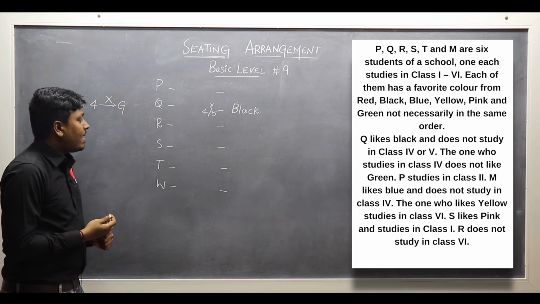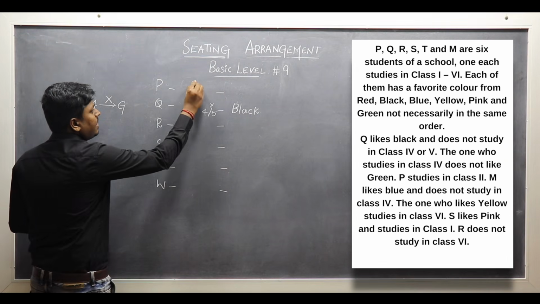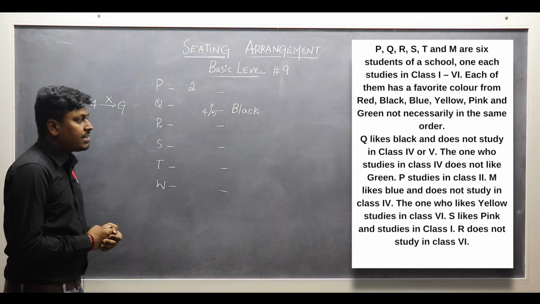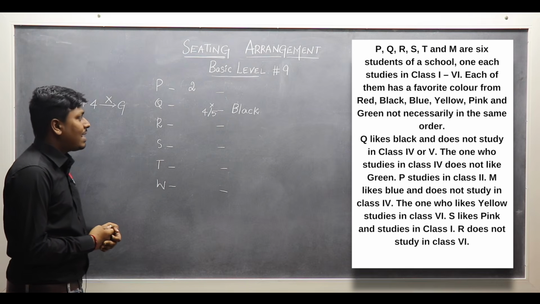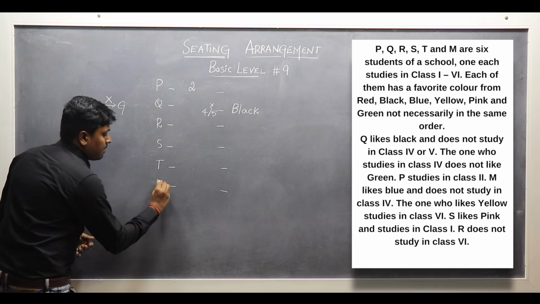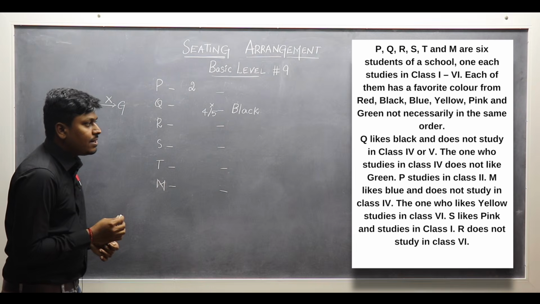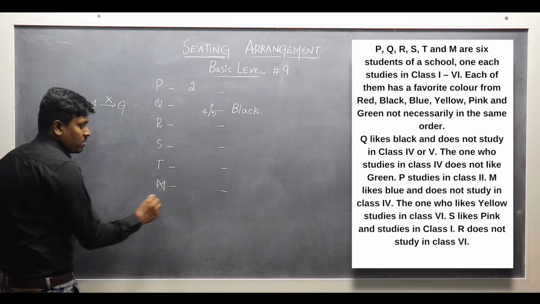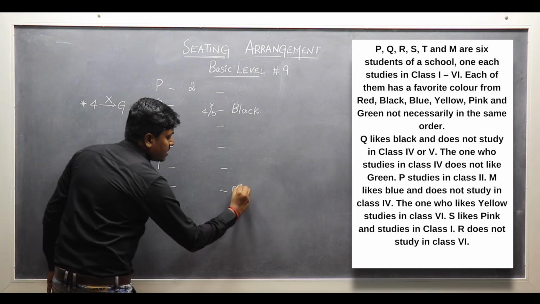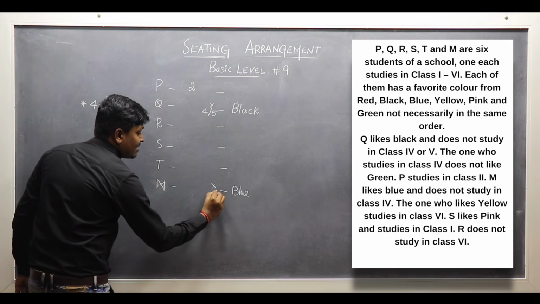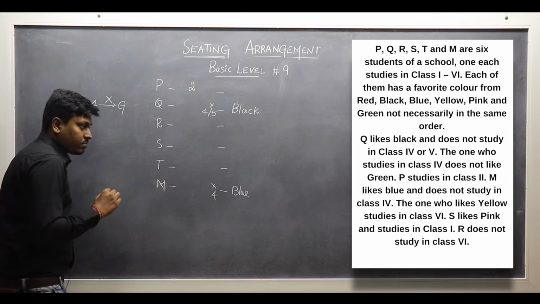P studies in class 2. So the person P is studying in standard 2, a direct statement. M likes blue and does not study in class 4. Okay, so this is M. Which standard is he studying in? He likes blue color and does not study in class 4. So M likes blue color, but M is not studying in standard 4.